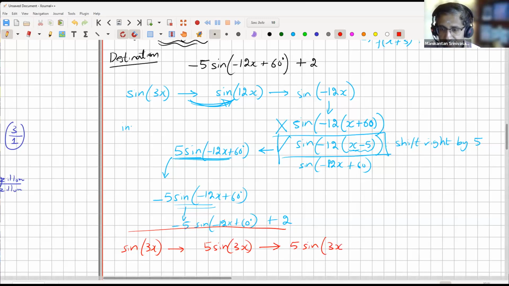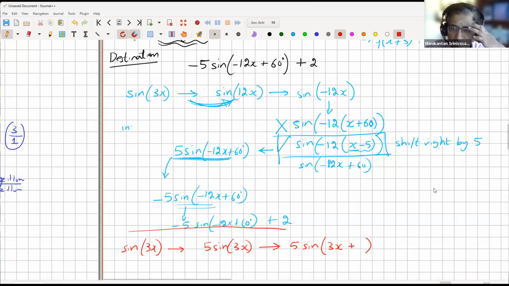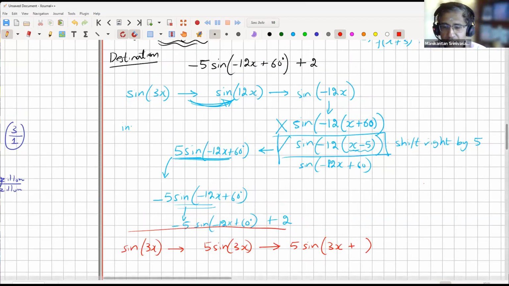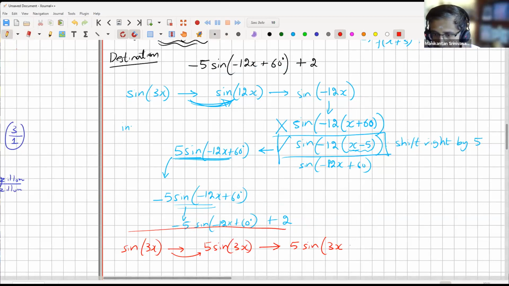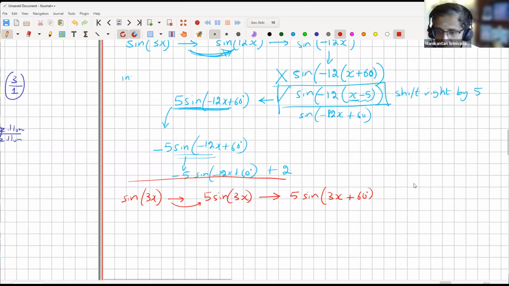So in fact, let's say I want to do a horizontal shift. The first step is very clear. It's a vertical stretch by a factor of 5. I've done the 5 times sine 3x. I can go in any order, doesn't matter. No one is compelling me. And now, suppose I end up doing 5 times sine 3x plus 60. So to do this, what should I do?